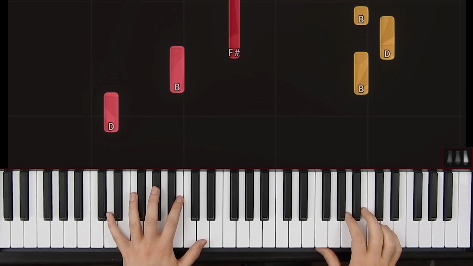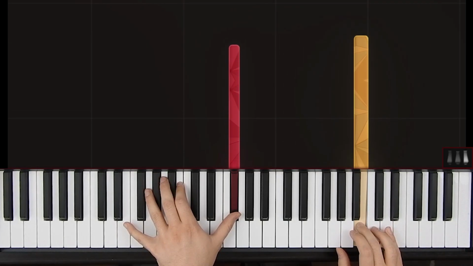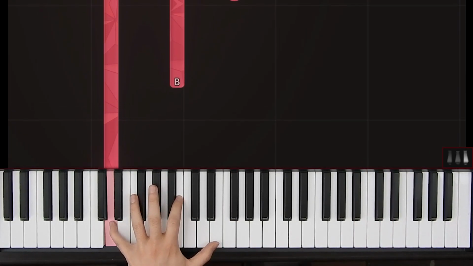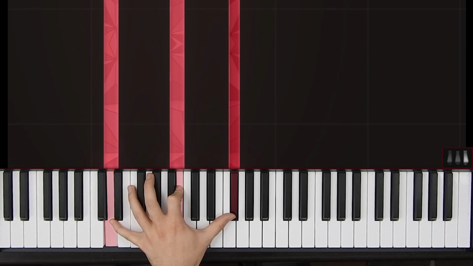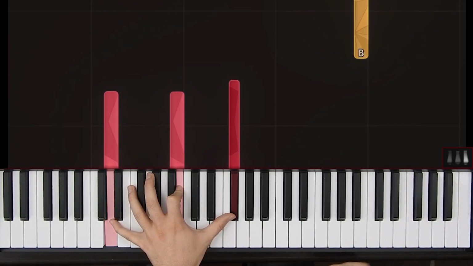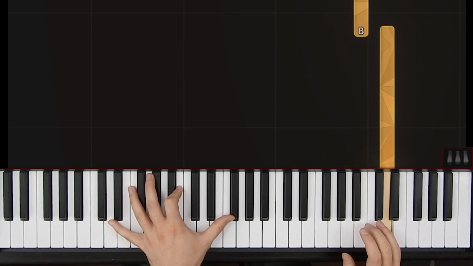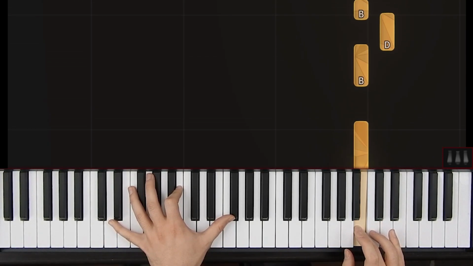The next bar is this. So again, the same rhythm, but different notes. In the left hand, we have 5, 2, and 1 on F sharp. Again, 8th notes at the beginning of that bar. In the right hand, we have 1 B, 1 D, and then 2 Bs.